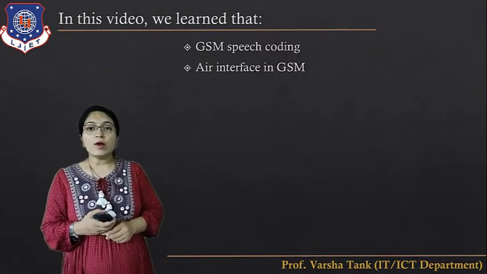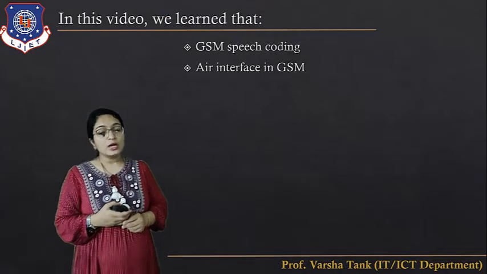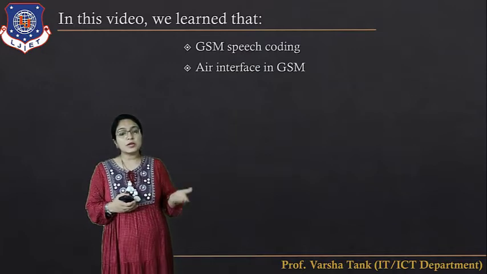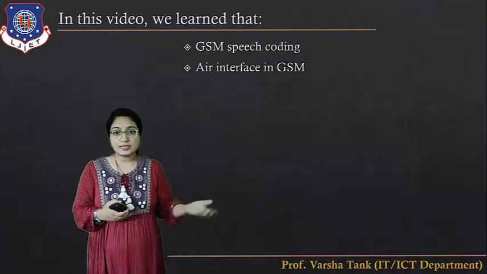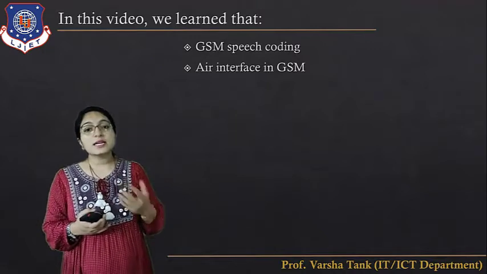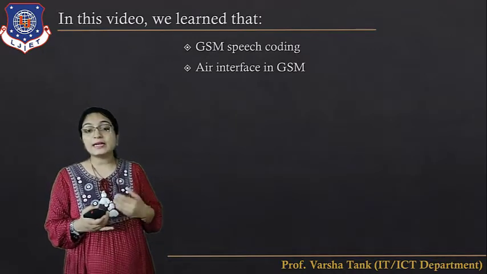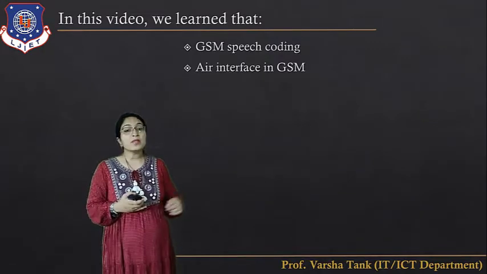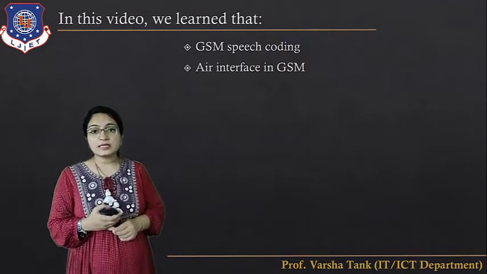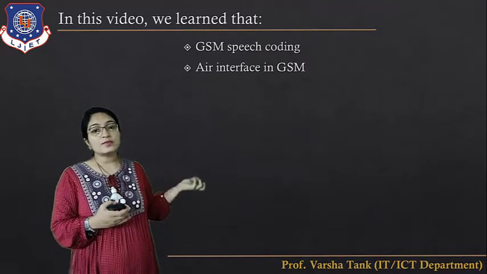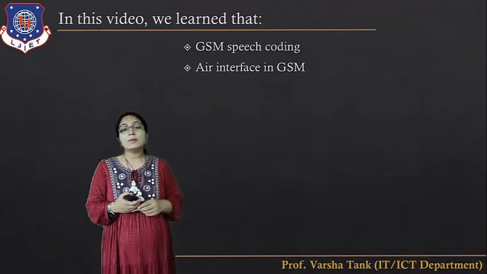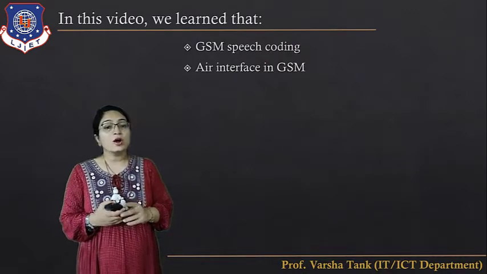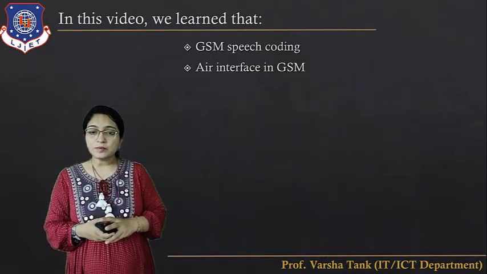So in this video we have learned about GSM speech coding. Different steps are performed, like modulation, demodulation, then ciphering, deciphering. Speech coding is there, channel coding is there, burst formatting is there, interleaving is there. So these are the steps involved in GSM speech coding. And then we have learned about the air interface in the GSM. The air interface is between the mobile station and the base station. The air interface contains two layers of the OSI model, that is the physical layer and the data link layer.